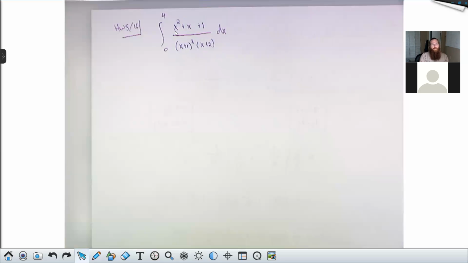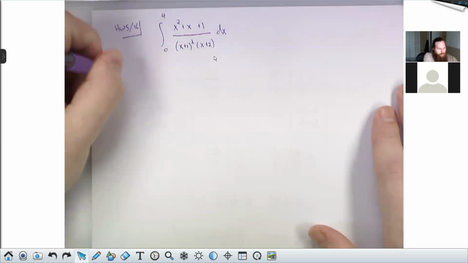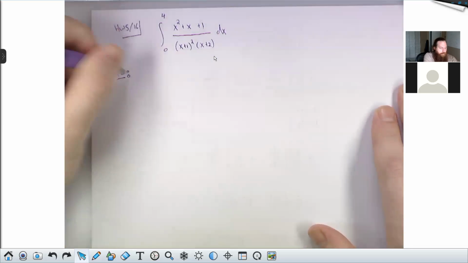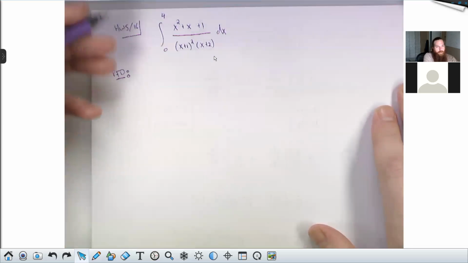So this is proper. Remember, a rational function is proper as long as the bottom's degree is strictly larger than the top's degree. And 3 is strictly larger than 2, or 2 is strictly less than 3. So this is okay. This is good. So we're good to get started. This is a proper rational function. So I can begin my PFD. If this was improper, we would have to long divide, right?